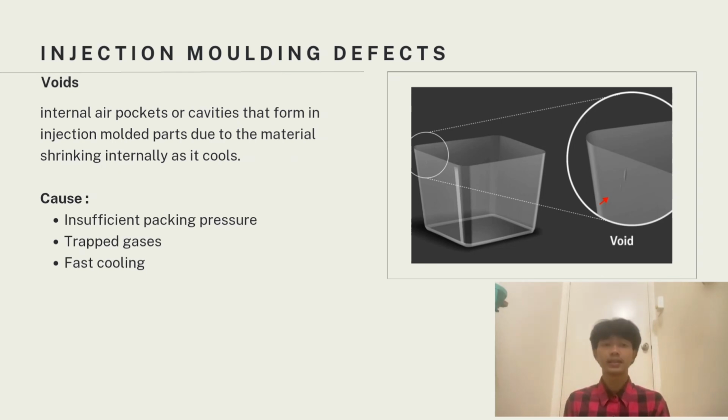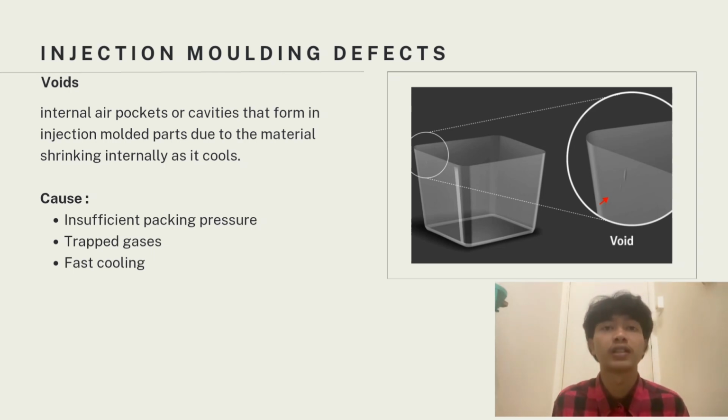Lastly is voids. Voids are internal air pockets or cavities that form in an injection molded part due to the material shrinking internally as it cools. It is caused by insufficient packing pressure, trapped gas, and fast cooling.